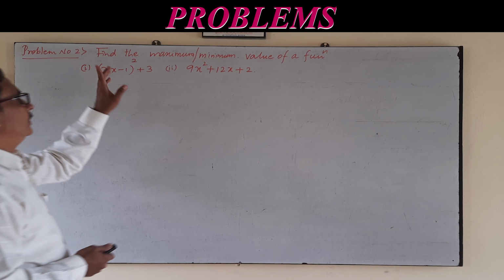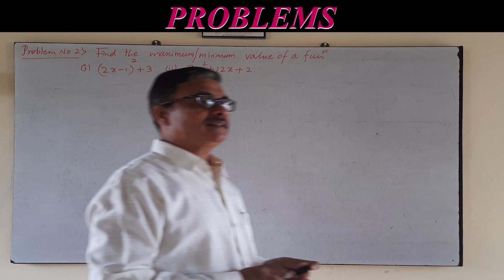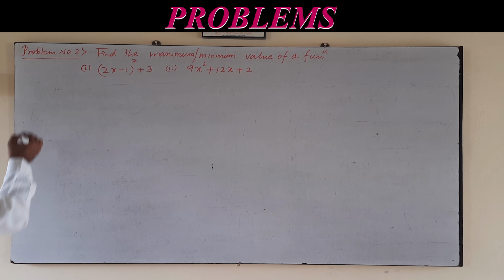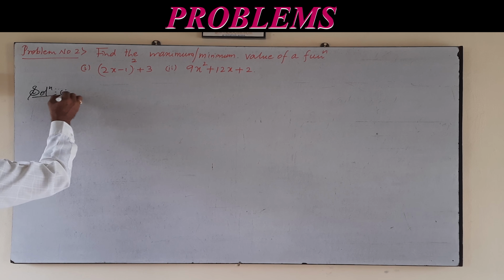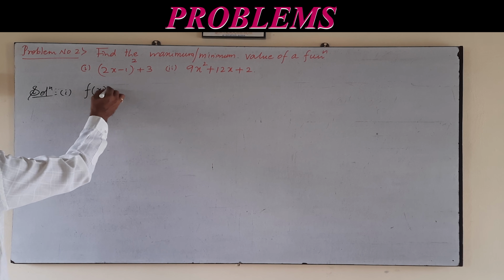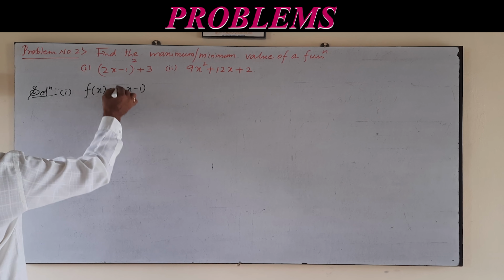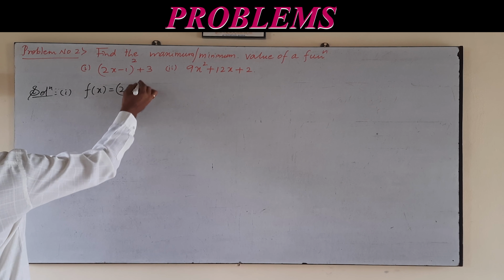Next problem: find the maximum or minimum value of the function. Check whether maximum comes, minimum comes, or both come. Find the maximum or minimum value of the function. First one: 2x minus 1 to the power of 2 plus 3. We have to solve it. Remember the following steps. First one, given data f of x is equal to 2x minus 1 to the power of 2 plus 3.